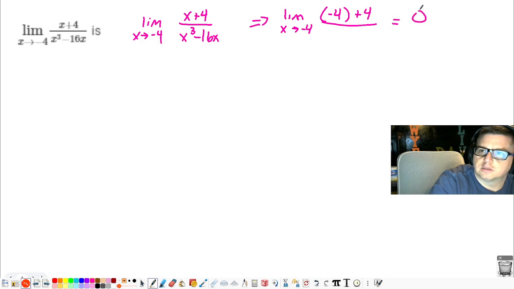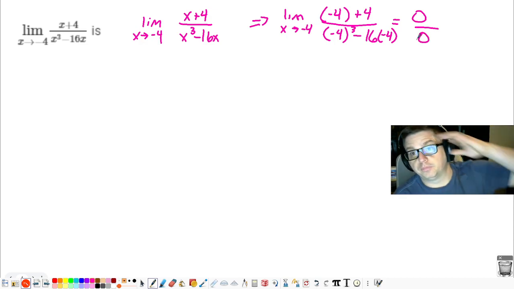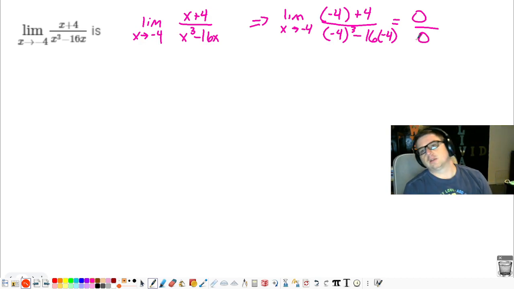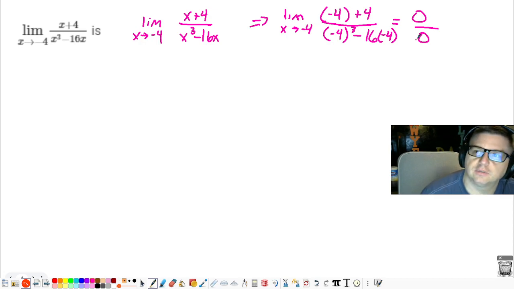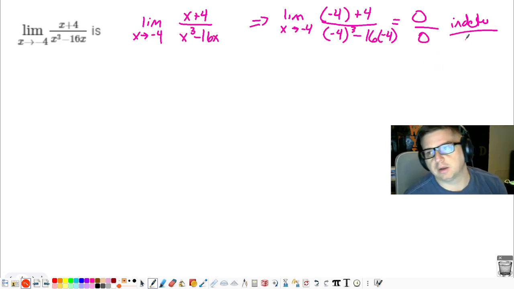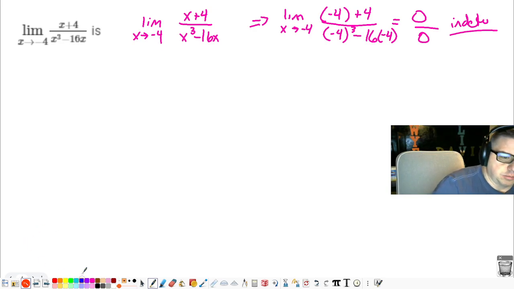So it looks like I'm going to get 0 on the top. I'm going to do negative 4 cubed minus 16 times the negative 4. And I'm going to get 0 on the bottom because 4 cubed is 64, 16 is 4 squared times another 4. So I'm going to get a negative plus positive. And all this tells me is indeterminate, which means I can't make any assumptions about anything right now. What I need to do, and this would be on a non-calculator one, is we need to start trying to cancel stuff out. So use your algebraic skills at this point.